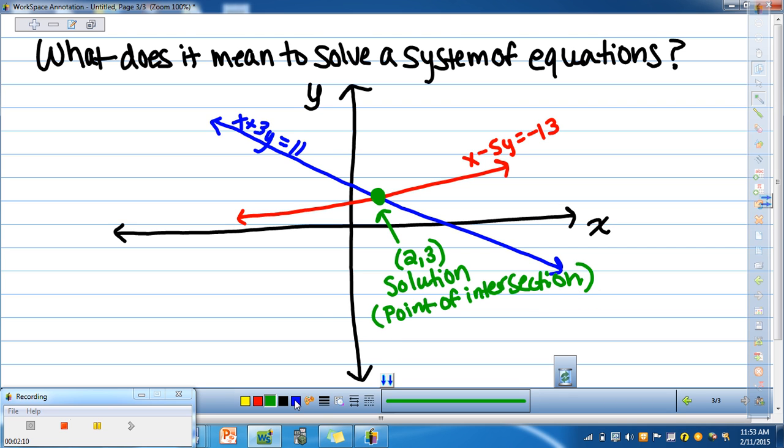In general, any point that falls on the line is going to be a solution to that line's equation. So there's an infinite number of x and y values that make this blue equation true. Same for the red line. All of these points are xy values that make the red equation true. What's unique about the point of intersection is that this is an xy value that makes the blue equation true and the red equation true. And so it's one unique solution to our system.